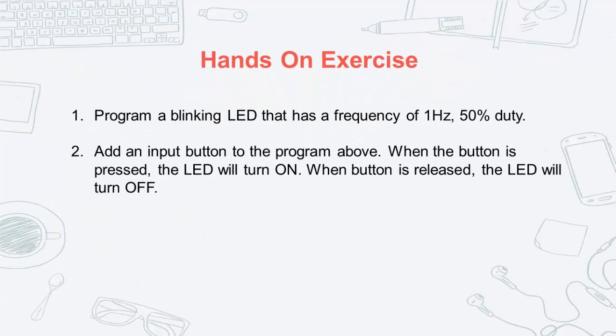You ready? For our first exercise, we will focus on making a pin function as an output. Attached to the pin will be an LED, which will blink with a frequency of 1 Hz, 50% duty. For our second exercise, we will be adding a button to the circuit above. The button will be attached to a pin which will function as an input. When the button is pressed, the LED will turn on, and when it is released, the LED will turn off. Let's begin.